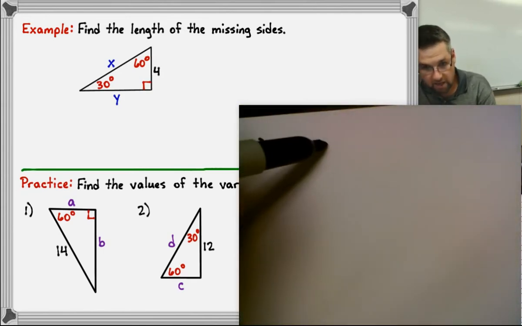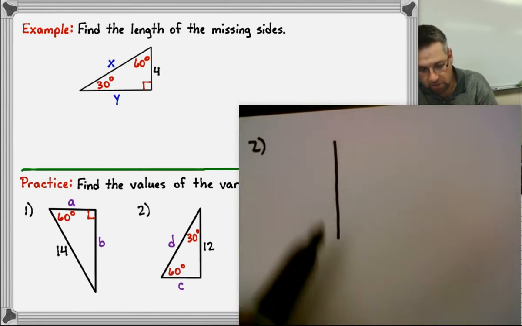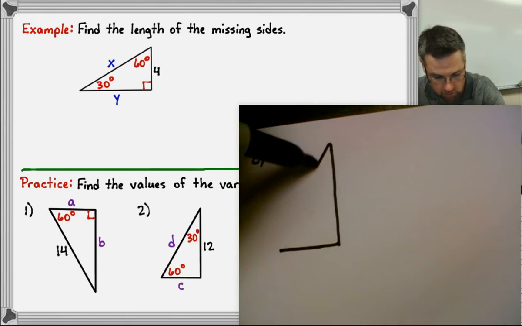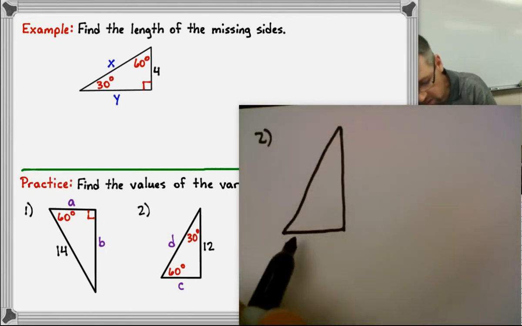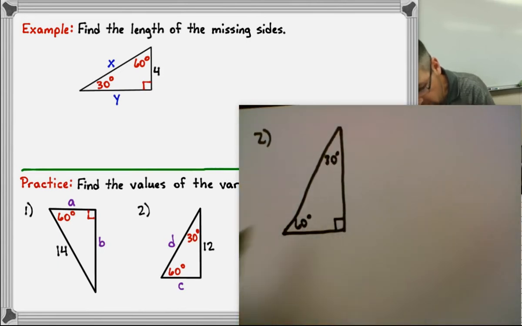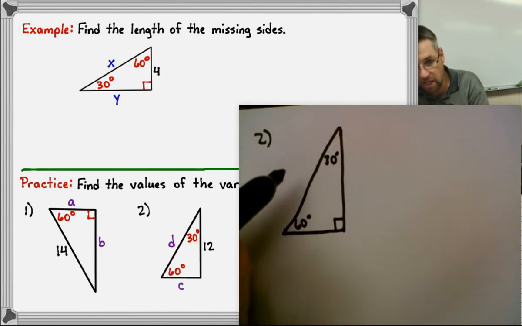Number 2, we have another 36. Well, we got a 30 and a 60. What's that other angle? How do we know what that is? Should be pretty straightforward, right? If this is 60 degrees and this is 30 degrees, then this one has to be 90 to make it a 30, 60, 90, to make it add up to 180.